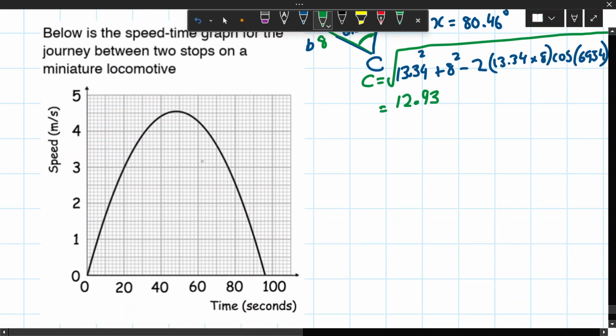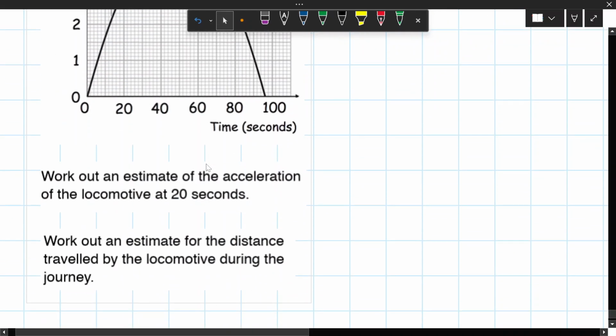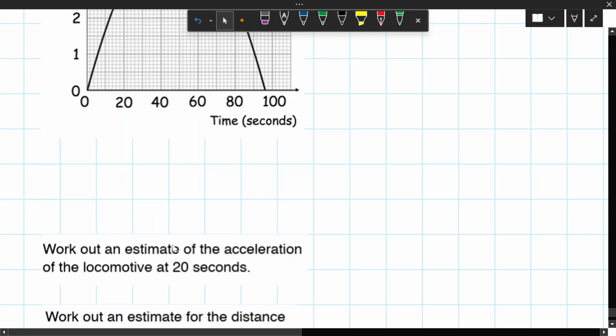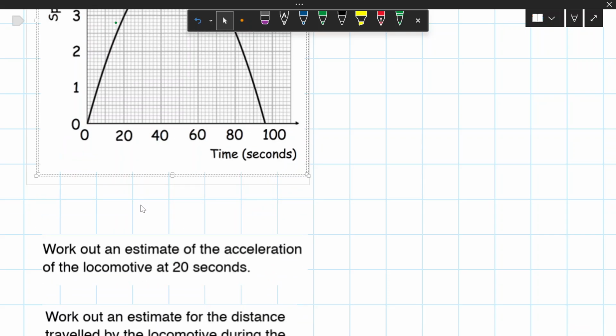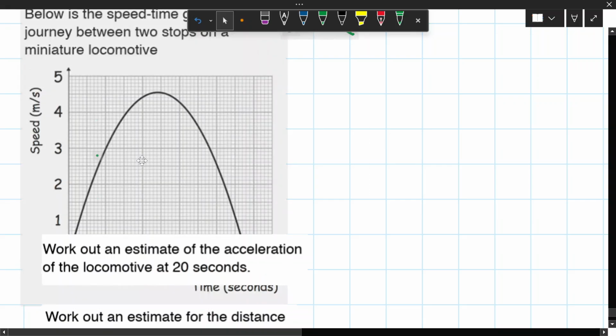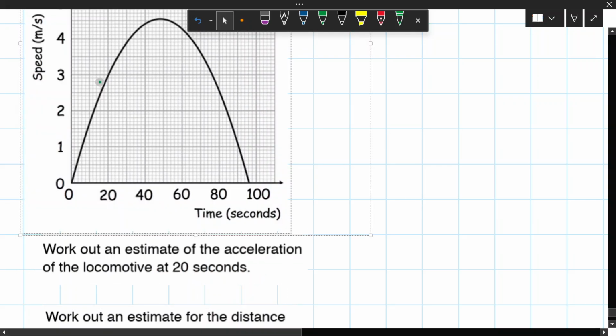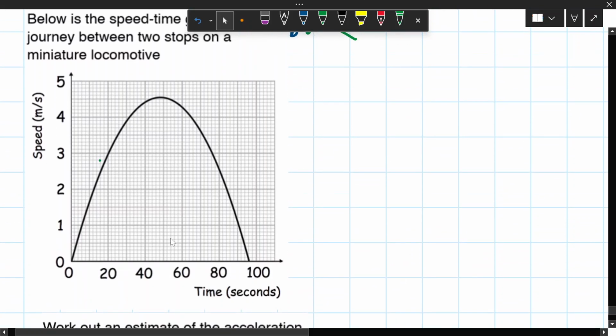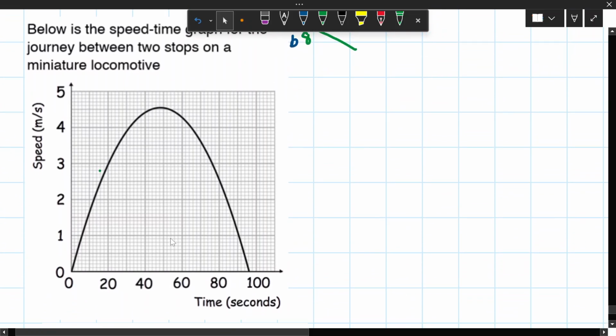Here's another one. Below is a speed time graph. Oh, looks a bit tricky. Work out an estimate of the acceleration and the distance. Okay, this requires a bit of physics, but it's okay. We'll get there. Right. Okay, so the first thing that we need to remember is of a miniature locomotive.